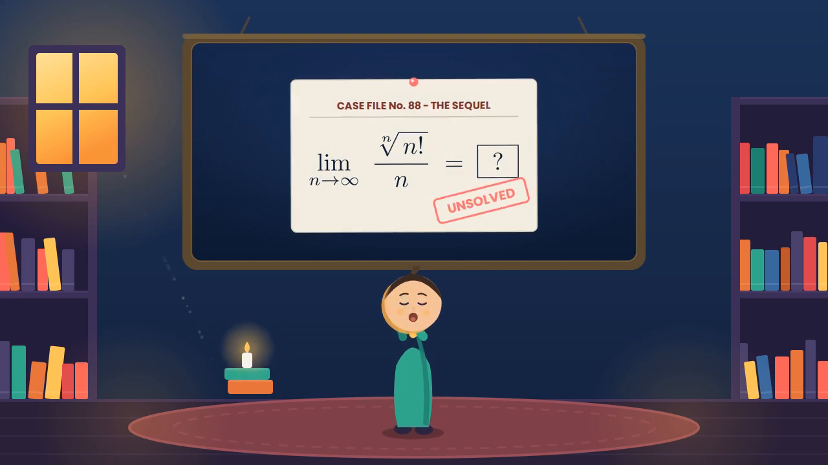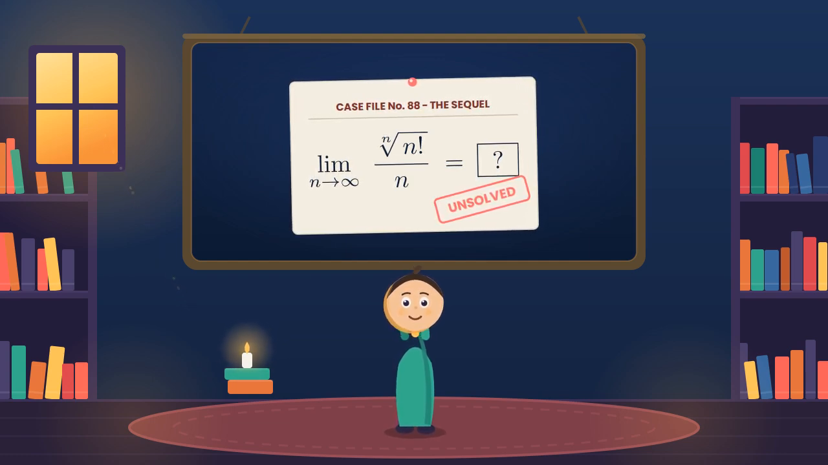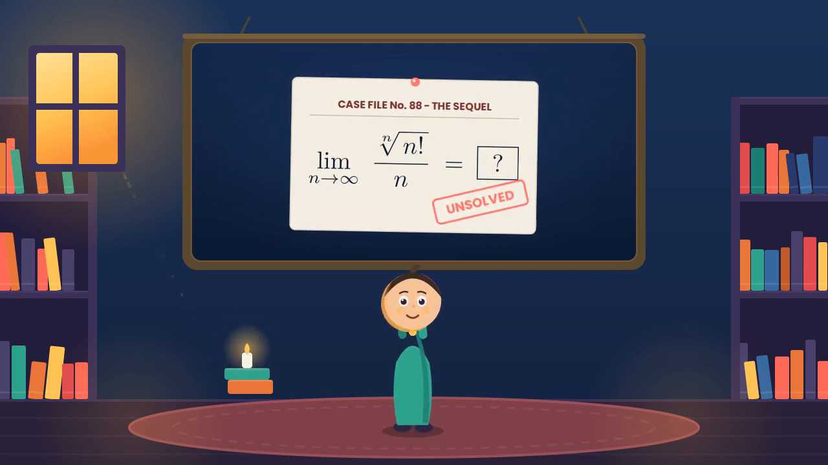Here it is, pinned to the board. The limit, as n runs off to infinity, of the nth root of n factorial, divided by n. A root that changes with n, and a limit, all tangled together. What on earth does it settle down to?